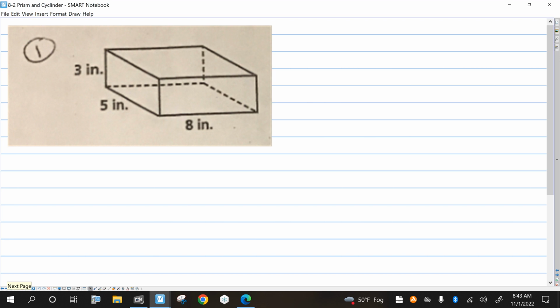There's another rectangular prism. This is number 1. We're going to do 3 of these, and then we'll do 2 cylinders. So 3 prisms, and we're going to find all 3 things. Now make sure you put those measurements in the right spot.